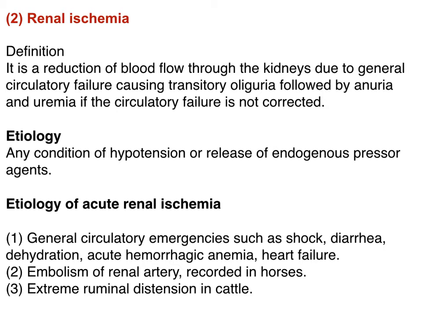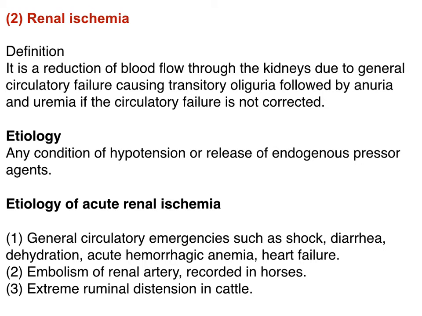المرض الثاني اللي ناخذه من أمراض الكلية أو الكدني renal ischemia. Definition: it is a reduction of blood flow through the kidney due to general circulatory failure causing a transitory oliguria followed by anuria and uremia if the circulatory failure is not corrected. Etiology: any condition of hypotension or release of endogenous pressor agent.